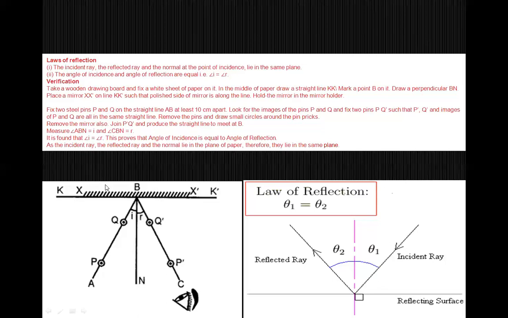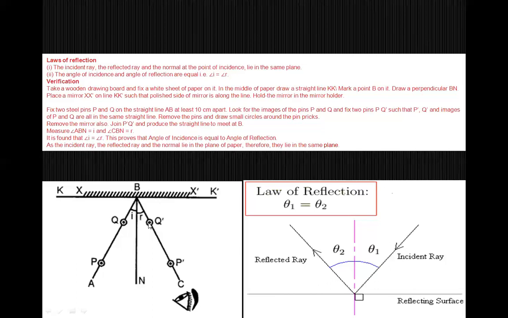Okay, so fix two steel pins P and Q on a straight line AB at least 10 centimeters apart. 10 centimeters apart means the distance between these two pins should be more than 5, and a few centimeters also from the point B, that is the point of incidence. Now as you have placed the mirror strip here at B, you will see the image and observe it from your eye, where you see the image of those pins in a straight line.